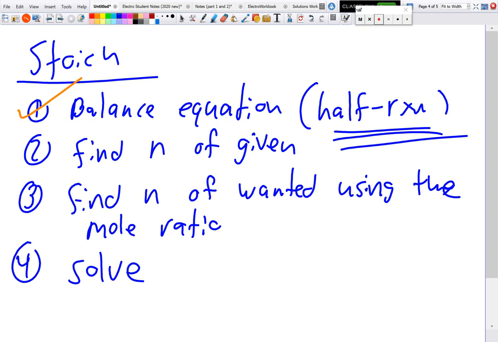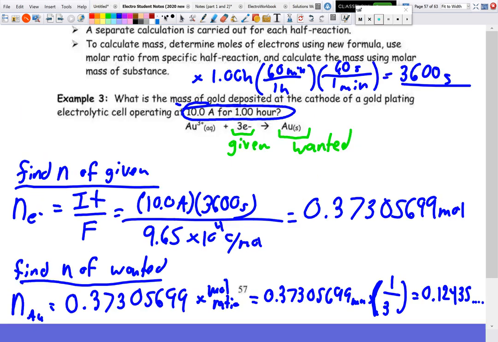And then step 2 and step 4 are going to be a little different just because we have a new equation for number of moles. And it's going to be number of moles of electrons. So depending on the information that's given, you're going to have to use your new equation there at some point.